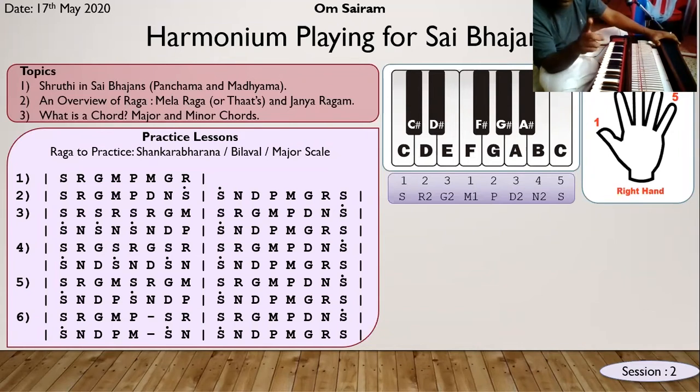You can see it. If you look at the third, sari, sari, sari, gama, then sari, gama, padanisa is coming. Then sani, sani, sani, dapa, sani, dapa. So all lessons will have sani, the sari, gama, padanisa on the second part. The first part will always be changing.